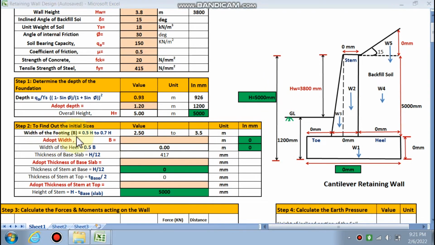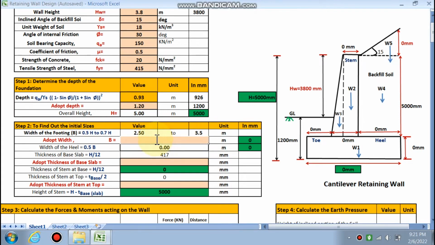Next is the width of the footing. These are the thumb rules. You have to follow all the thumb rules, the formulas by which you can design this, right? So the formulas override there, right? For the footing, that is the width of the overall base slab, it should be between 0.5 h to 0.7 h, if we have found the overall height, right?